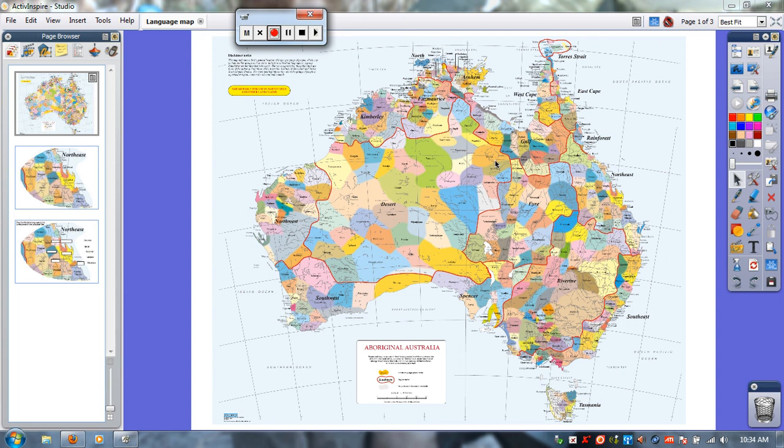What was interesting is that what I discovered through my own research into this topic is that before the arrival of the Europeans, there were approximately 250 different Aboriginal languages, and nowadays there's approximately 145, and that number is actually decreasing. And so as a class we looked at this map.